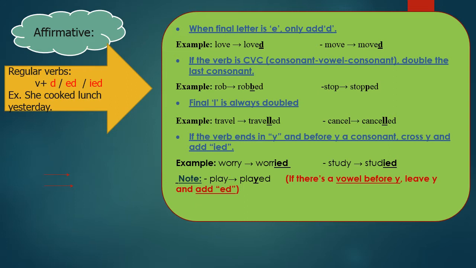You have to double the last consonant, like the verb rub. Here, before adding ED, I double the last letter, double B, okay? Another verb, stop. Here, I also double the last letter before adding ED.